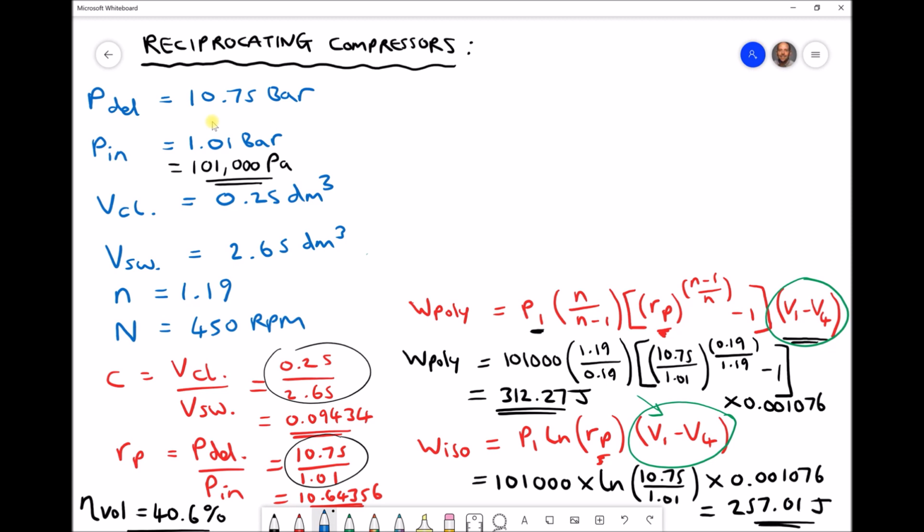Our isothermal efficiency is straightforward to calculate because it's our isothermal work, or the work done to compress the air per cycle if this was an isothermal process, divided by the polytropic work, which is the work done compressing the gas, assuming this is a polytropic process. We have those two values there. Our isothermal work is 257.01, and our polytropic work is 312.27, giving us an isothermal efficiency equal to 0.823 or 82.3%.